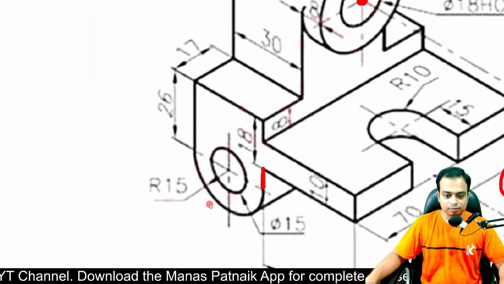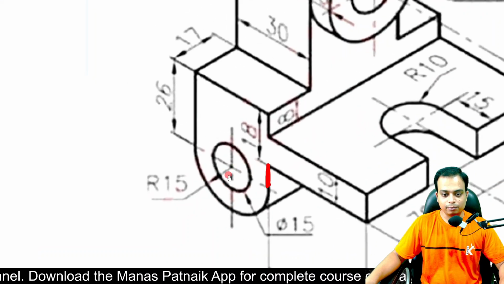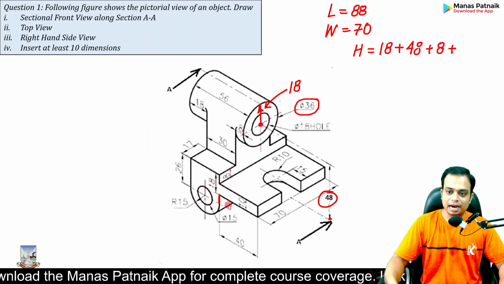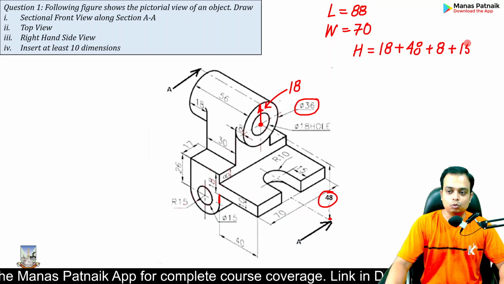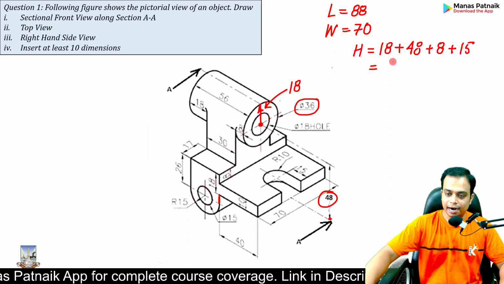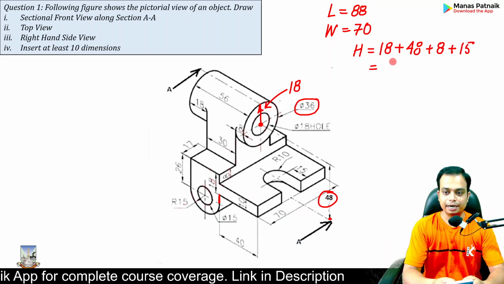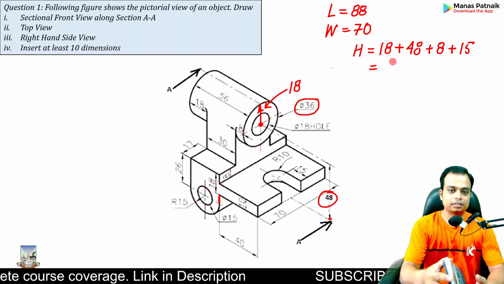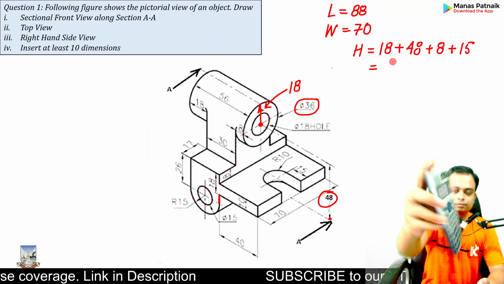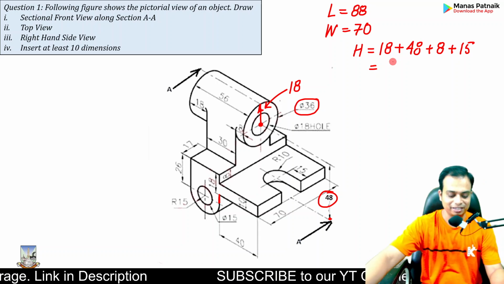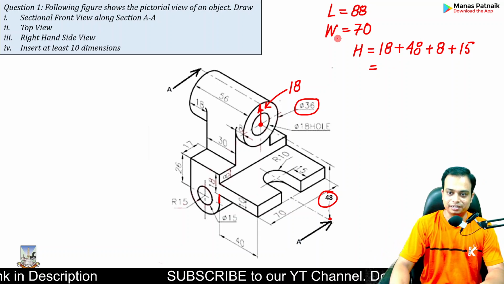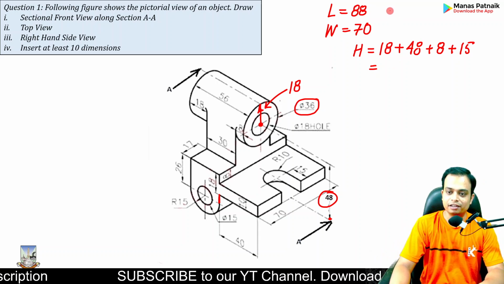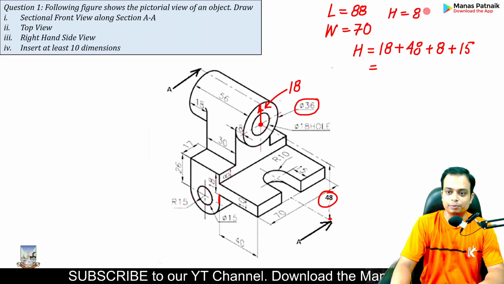What's next? If you watch this distance, the remaining, this is 15. So let me add 15 to it. You just need to add all of them, sum them up. 18 plus 48 plus 8 plus 15 works out as 89. Okay, so there you go. The length is 88, width is 70, whereas the height is going to be 89.